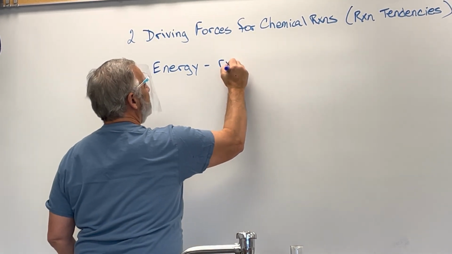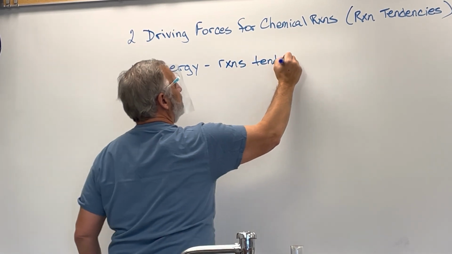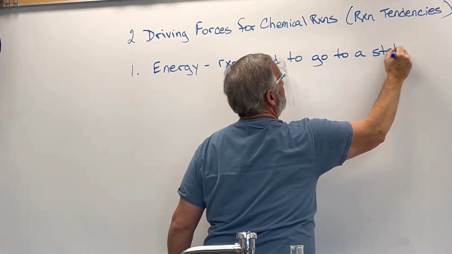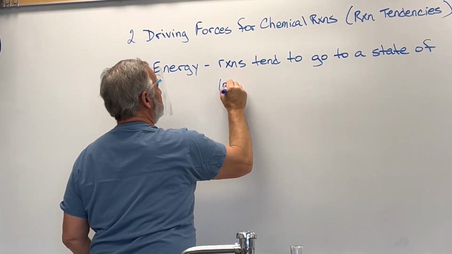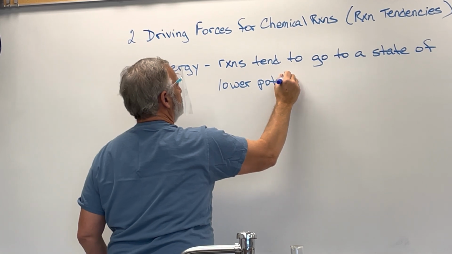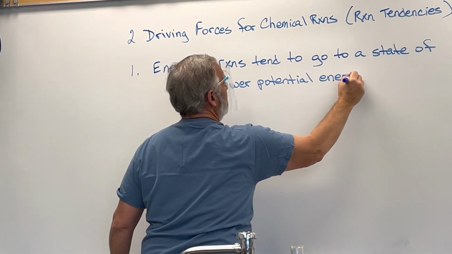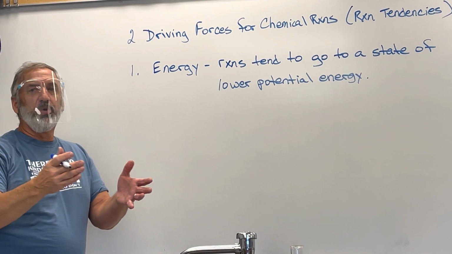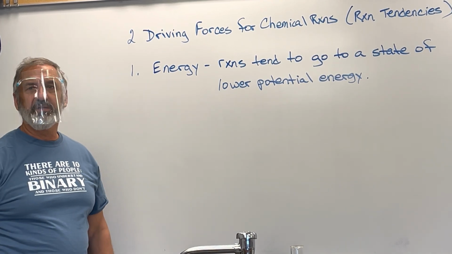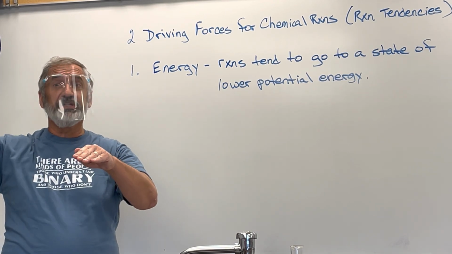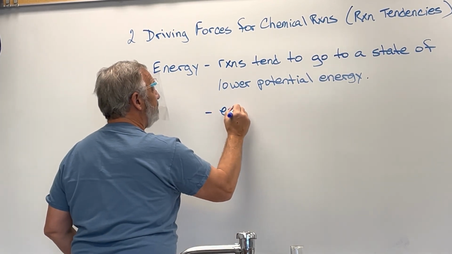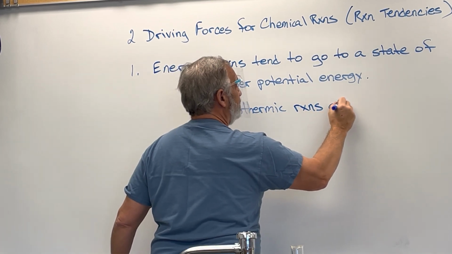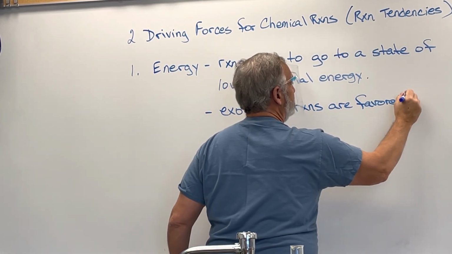The first one is energy, and that reactions tend to go to a state of lower potential energy. Lower potential energy always means more stable. So what type of reaction goes to a lower potential energy state? Endo or exothermic? Exo, because the heat is being released to the surroundings, right? So the products have less energy. So exothermic reactions are favored by nature.